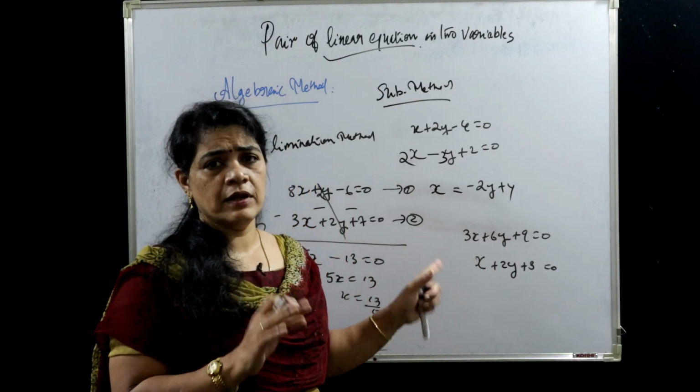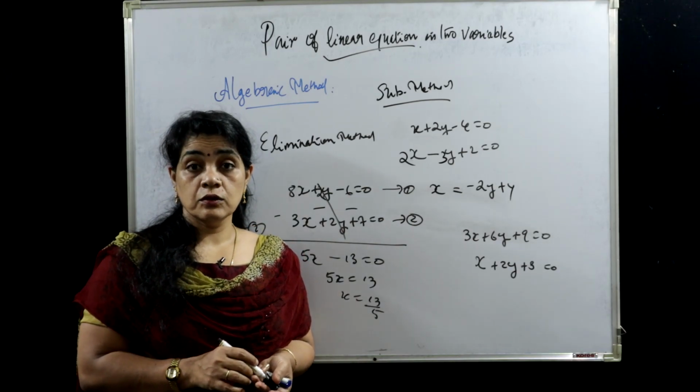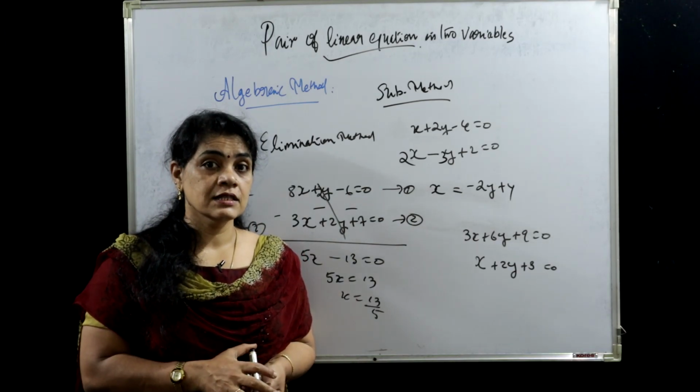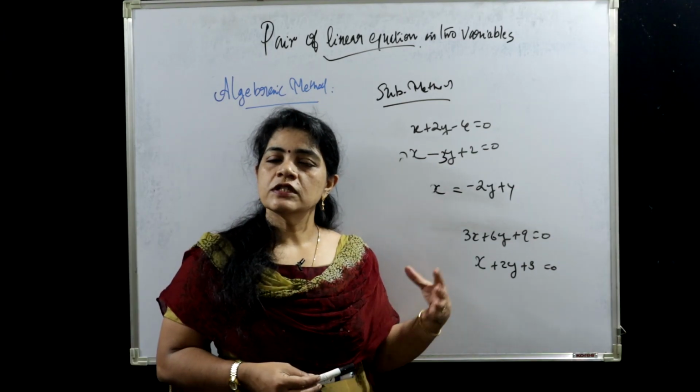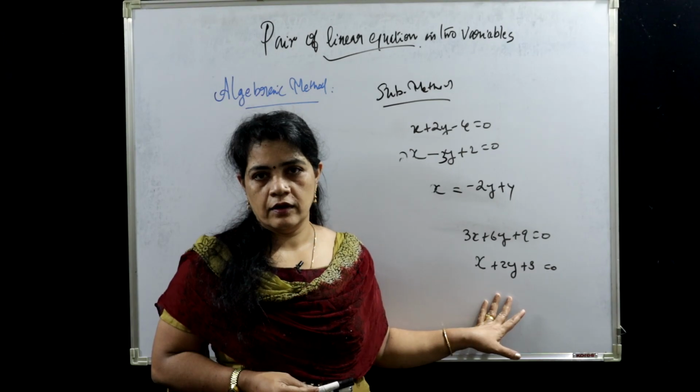So this is the elimination method. Usually we find the solution using the elimination method. That would be easy for us. So children, using these two methods you can easily get the values of x and y.